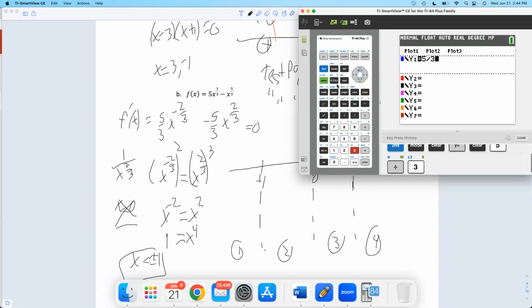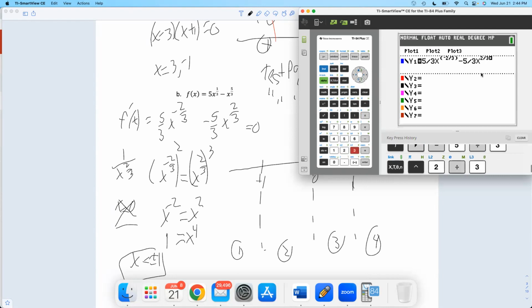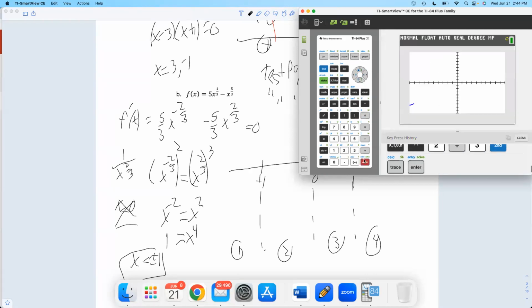5/3 x. I need parentheses here to the -2/3, typing in the derivative here. Minus 5/3 x to the positive 2/3. I don't think I need the parenthesis there. Yeah, that should work. Okay, then I can go second, calculate value. That's what my derivative looks like.